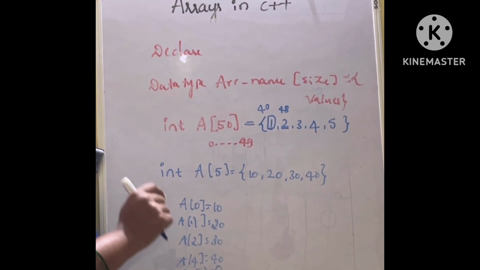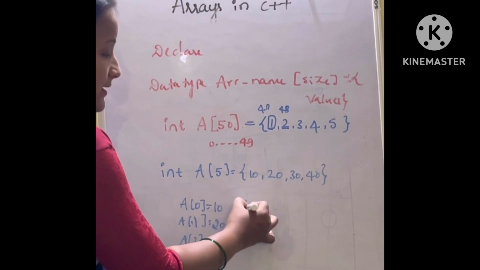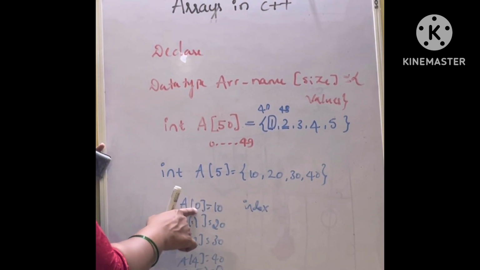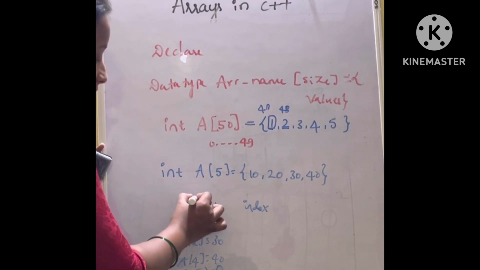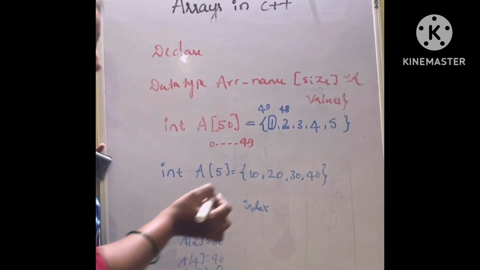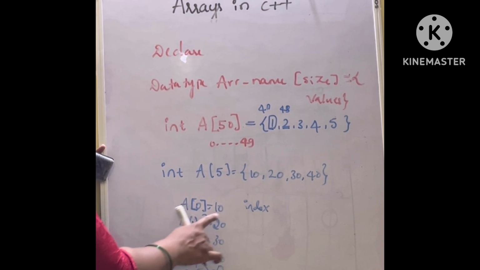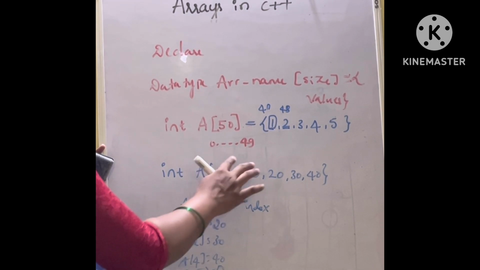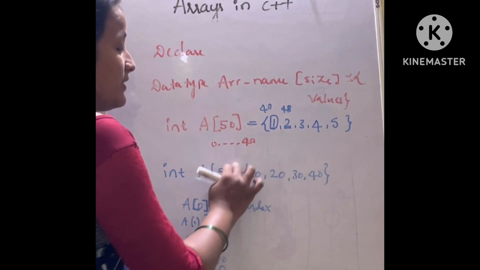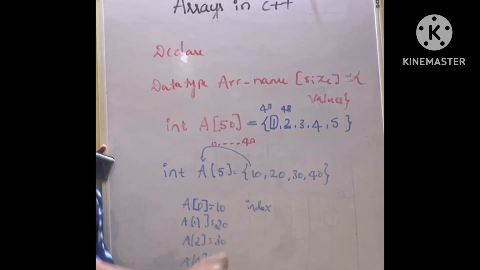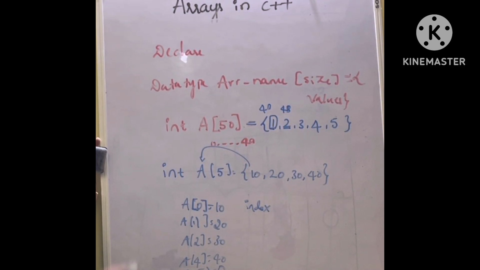Arrays are always used with indexes. The index starts from 0. This mark indicates a subscript; we can use arrays as a subscript. For example, a of 0 is 10, a of 1 is 20. See here, we are storing all these values in only a single variable, a. That is the concept of using arrays.